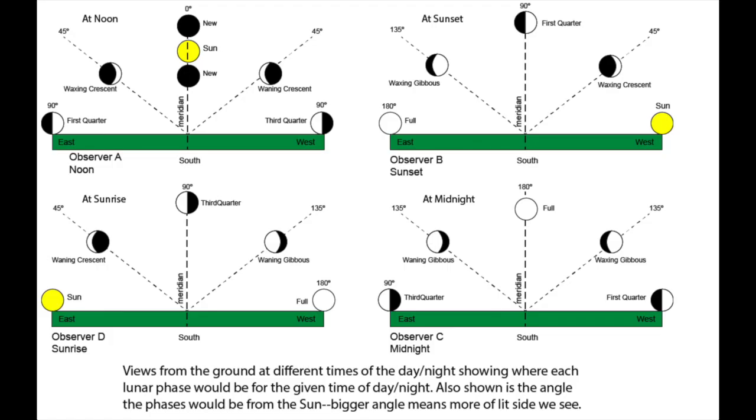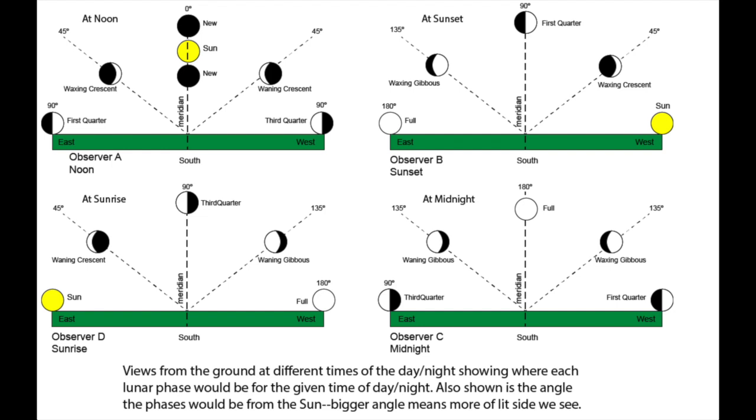A few days later, the first quarter moon is at 90 degrees from the sun. It is 6 hours behind the sun, so it is rising at noon, gets up highest crossing the meridian at sunset, or 6 p.m., as shown in the top right observer B picture, and then sets at midnight, as shown in the bottom right observer C picture.